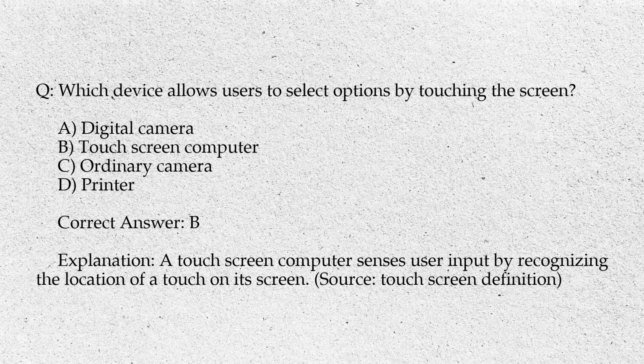Q. Which device allows users to select options by touching the screen? A. Digital camera. B. Touchscreen computer. C. Ordinary camera. D. Printer. Correct answer, B. Explanation. A touchscreen computer senses user input by recognizing the location of a touch on its screen. Source: touchscreen definition.